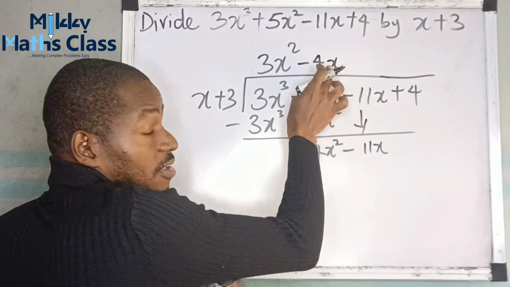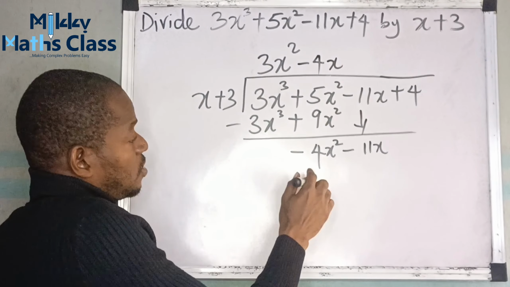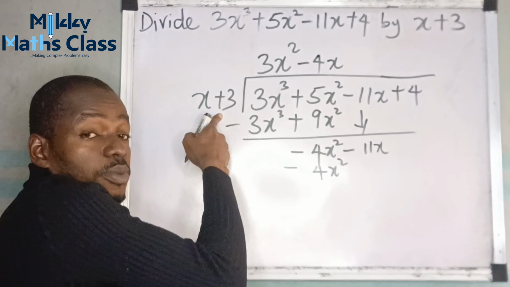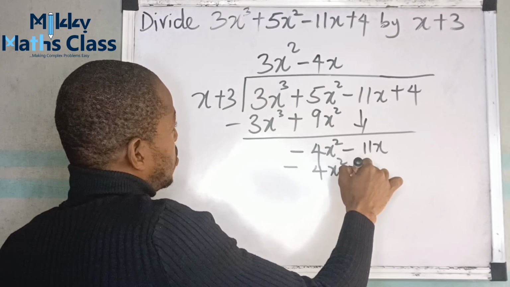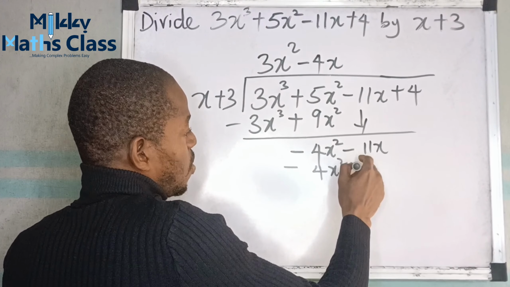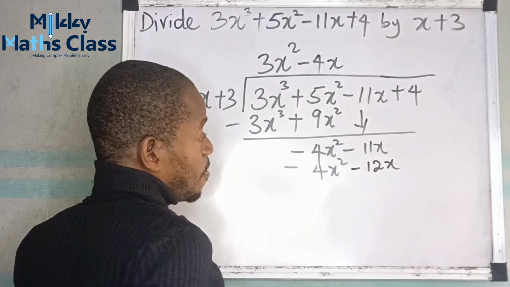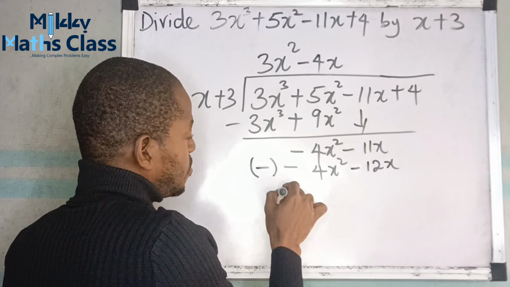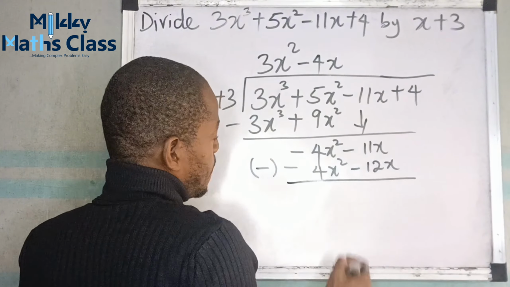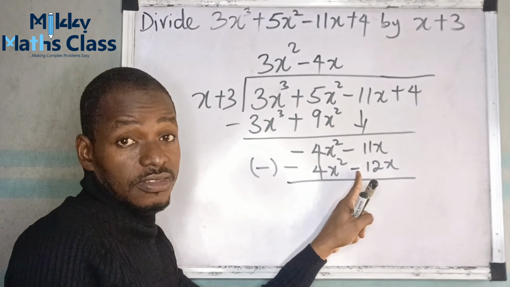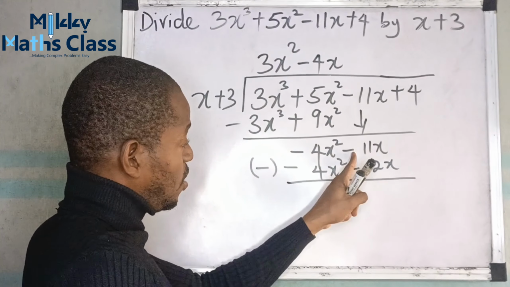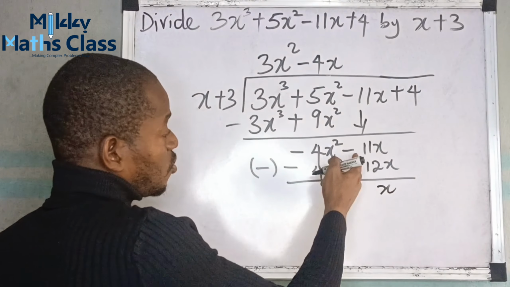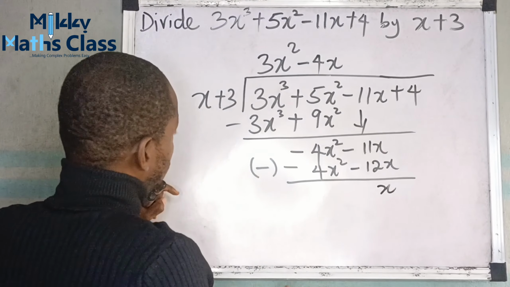Let's multiply. Negative 4x times x, that will give us negative 4x squared. Negative 4x times positive 3, that will give us negative 12x. Now let's subtract. When we subtract, this one will go off. Then negative times this negative here, it becomes 12x. So negative 11x plus 12x, we are left with x.